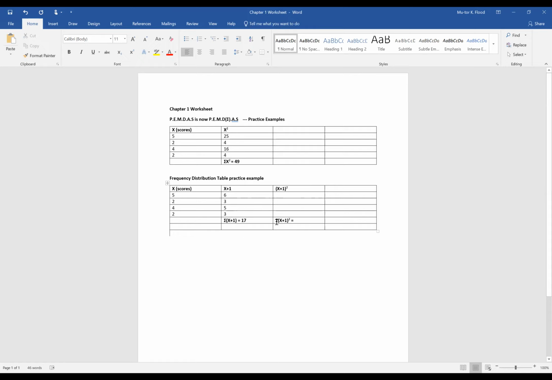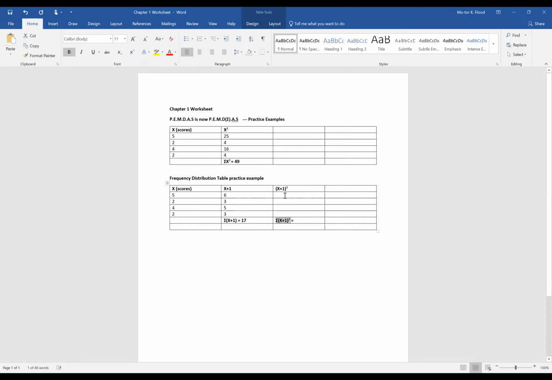And so our last one is going to be this equation. This one is saying, if we're following PEMDAS, first we're going to take each score and add 1 to each score. Once we do that and have a value for each of those scores, we are going to square that value. And once we have the squared values of what's in the parentheses, we are then going to add all of those up.